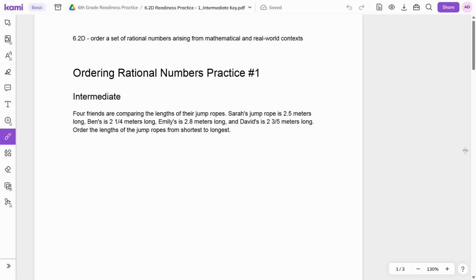Today we are looking at the sixth grade concept of ordering rational numbers. This is 6.2D Readiness Practice, the intermediate version.